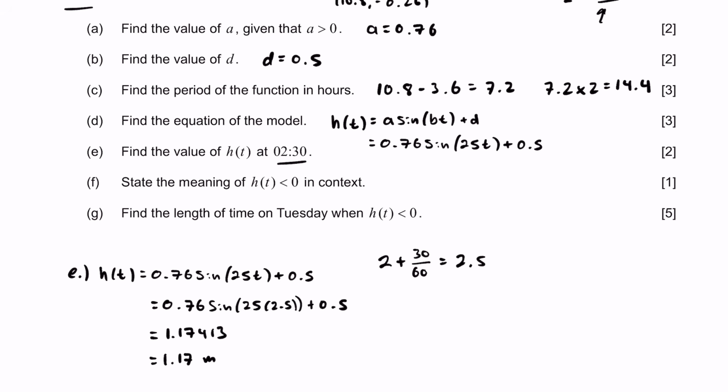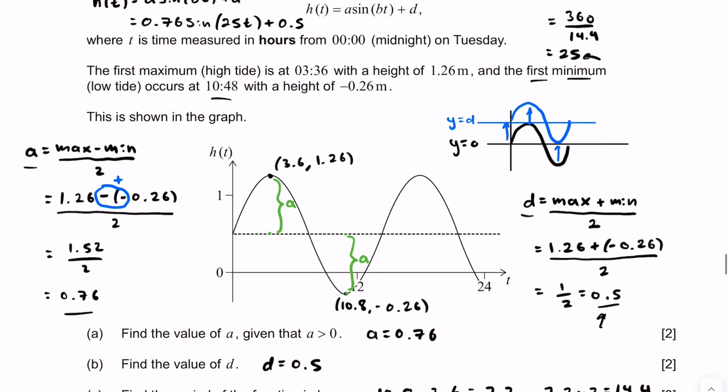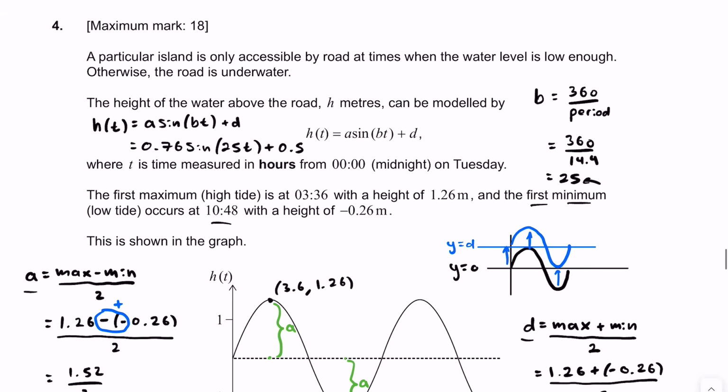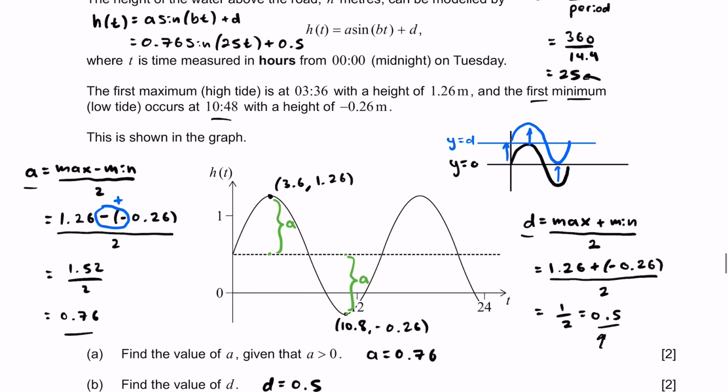Part F asks us to state the meaning of h of t is less than 0 in context. So h of t is the output. It's the height of the road at a given time. And so this would be the height at a given time is less than 0. So what does this mean in context? They told us initially that this road is only accessible when the water level is low enough, and the height of the water above the road, h, is modeled by this function.